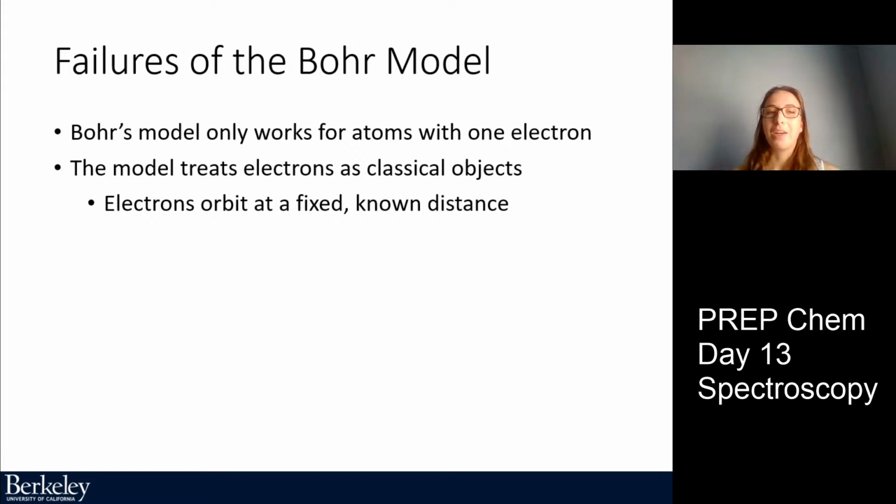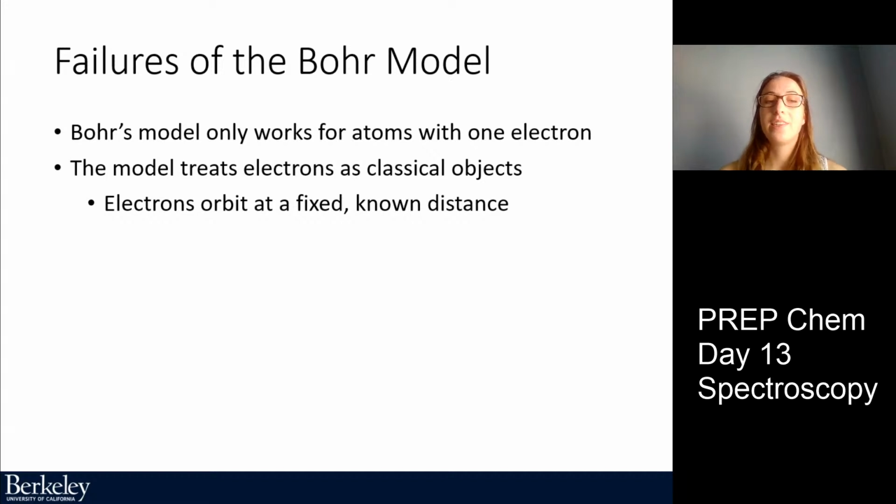So Bohr's model actually only works for atoms with 1 electron, which means it only works for hydrogen, which isn't really great for a model if you're trying to model every single atom. And that is why all of our examples were about hydrogen today. So that was a big failure, that this model was only able to correctly predict for 1 element.